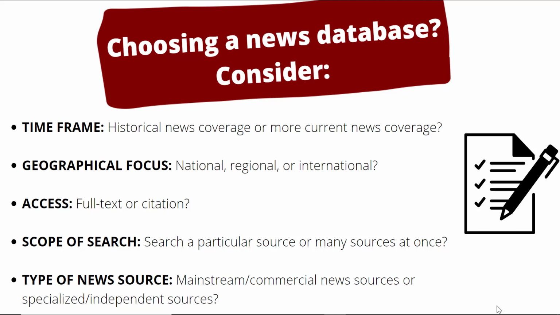Do you need full text access to the news article, or is just having a citation sufficient? Are you hoping to search within particular news sources or many news sources at once? And finally, does your research require you to find mainstream news sources like the New York Times or the Guardian, or materials from smaller, more specialized or independent news sources?